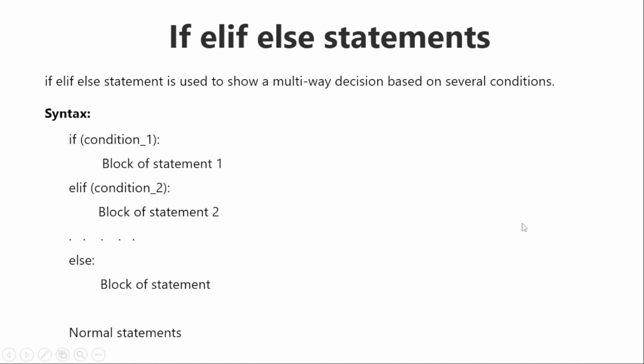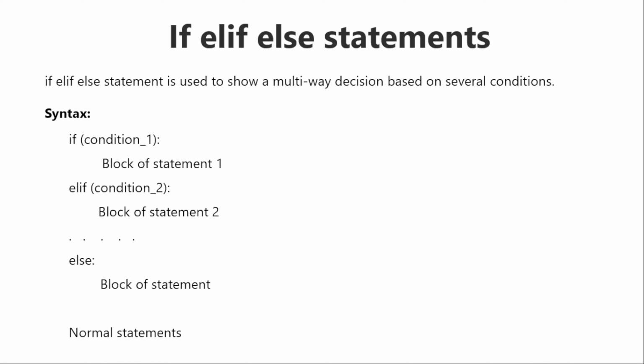Now let us move on to the third set of conditional statements, which is known as the if elif else statement. So the if elif else statement is used to show a multi-way decision based on several conditions. For example, if you want to evaluate a given value with multiple conditions, then you can make use of the if elif else statement. So if you look back into the syntax, if it has a condition, if it evaluates true, then the block of statements will be printed.